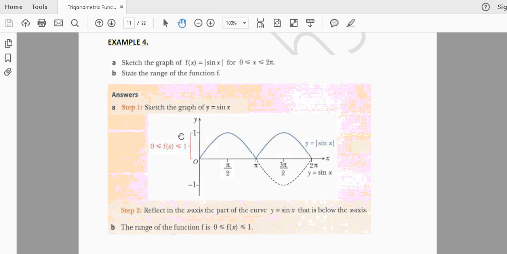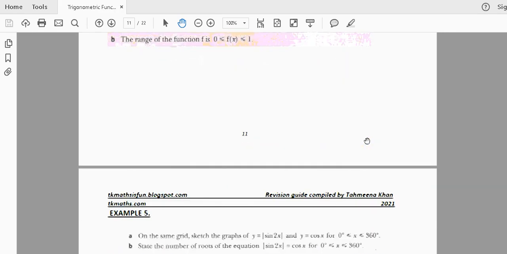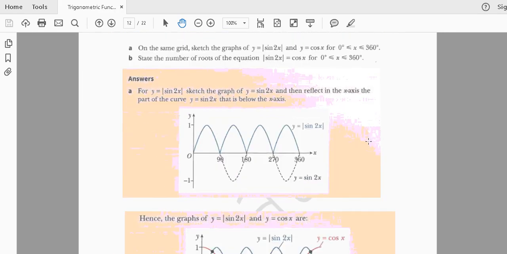Then a question sometimes asks what is the range of the equation or the values of y. So you see the lowest point or the highest point, and that is your range, right? I have taken here another example where two trigonometric functions are sketched on the same graph: y equals modulus sine 2x and y equals cos x.